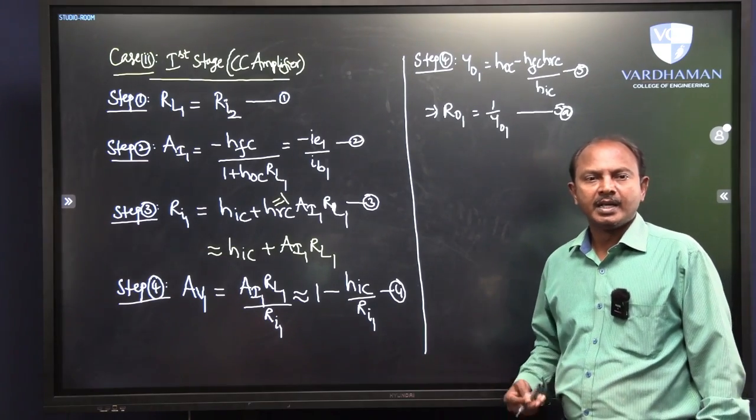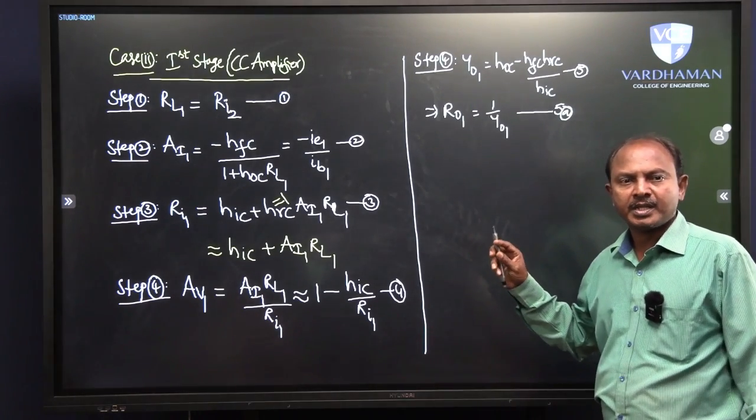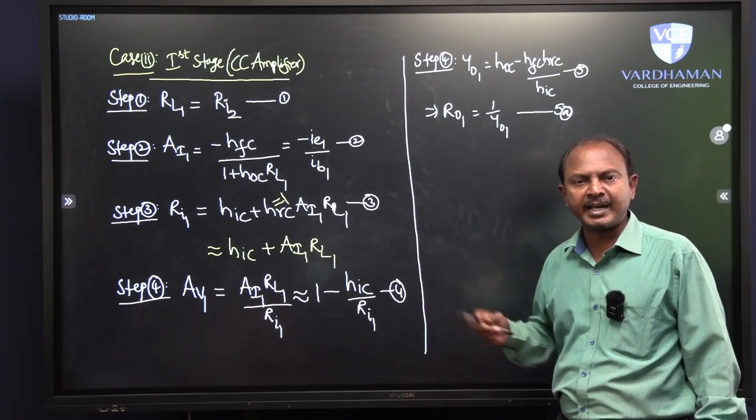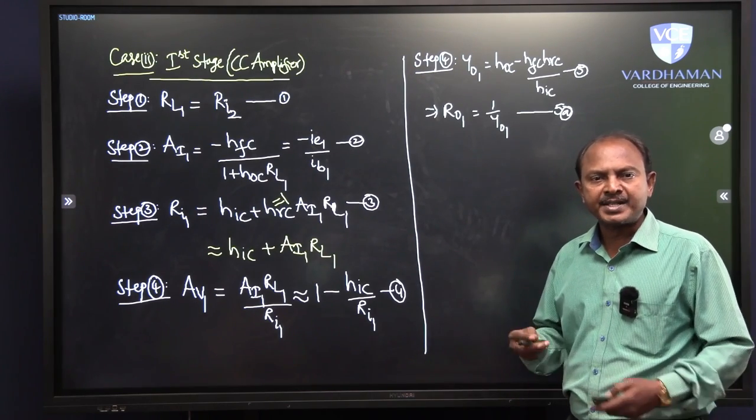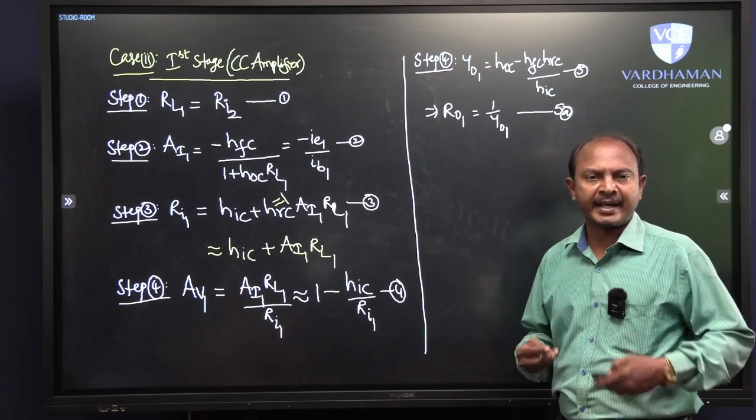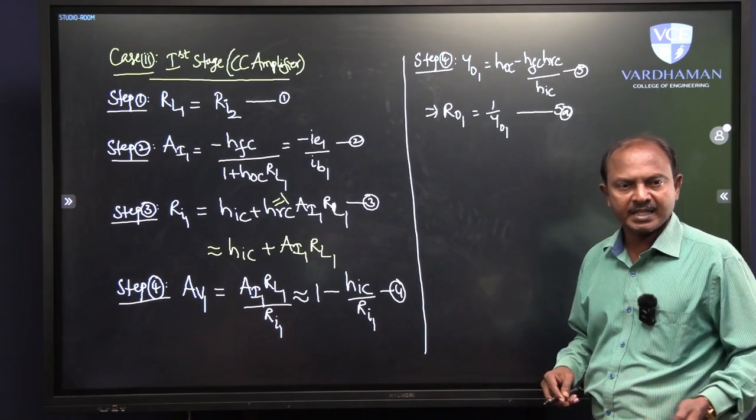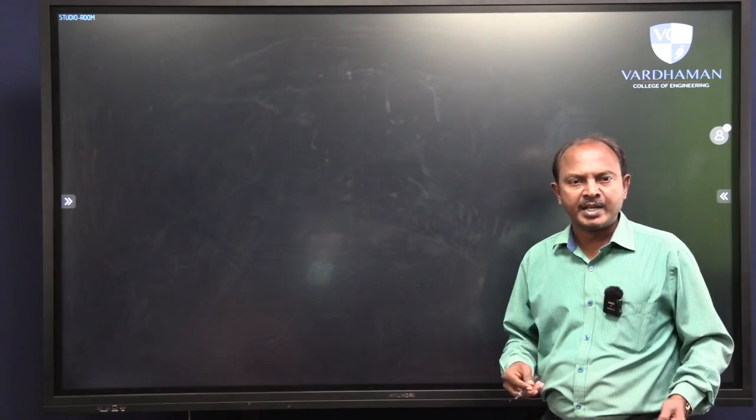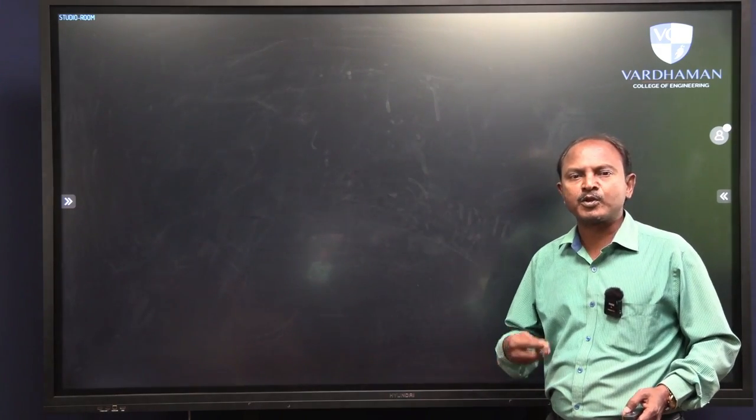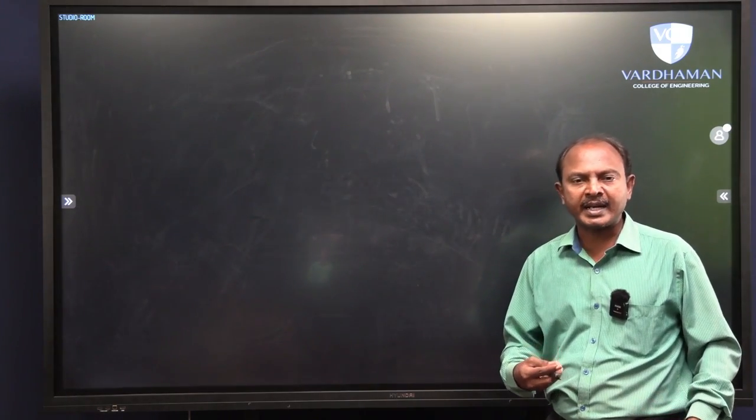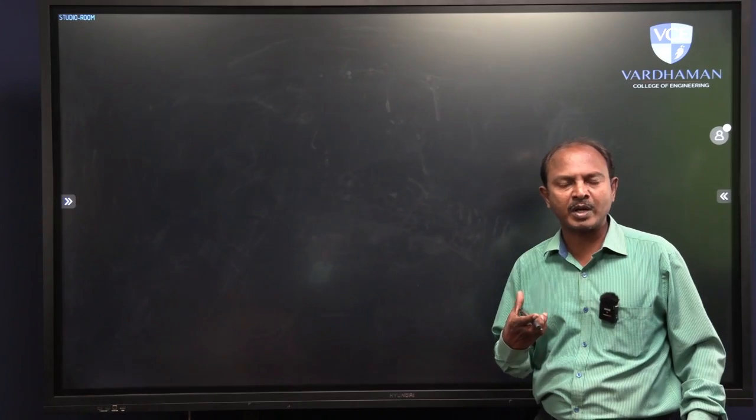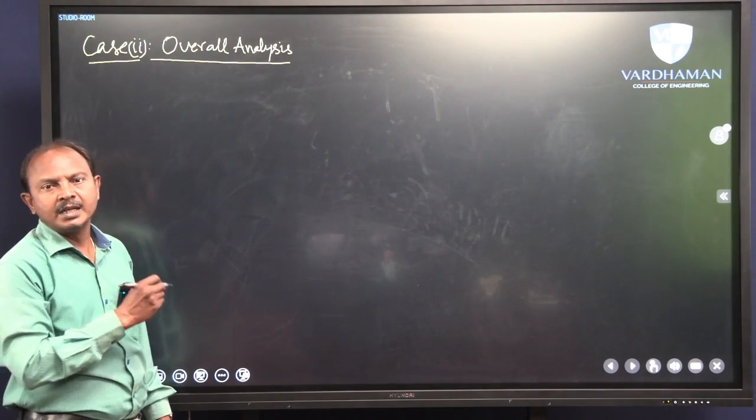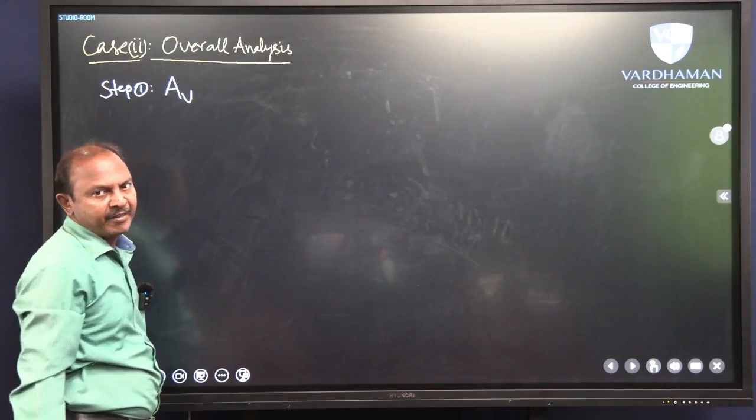So far, we have analyzed the second stage and first stage in Darlington pair amplifier. Now it's time for us to go for overall analysis. For that, whatever the analysis we have made so far is to be used for the estimation of total overall voltage gain, overall current gain, overall input resistance and overall output resistance. Let's do that now. First, let us start with overall voltage gain, AV.